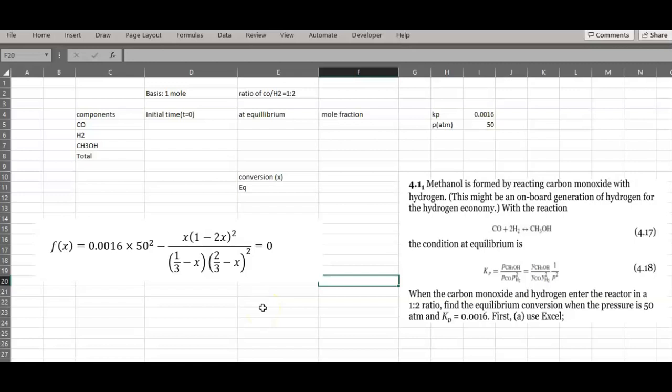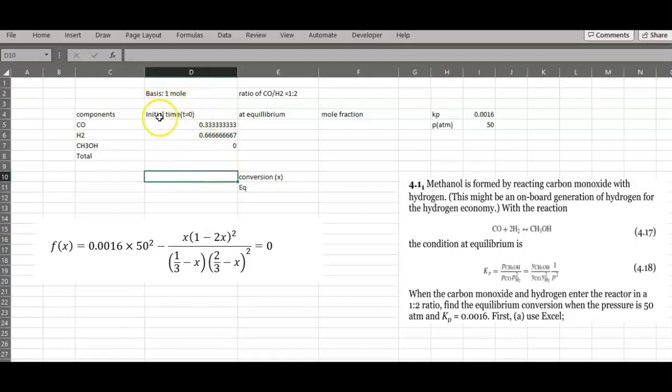Now we already have the nonlinear equation, that is f(x) = 0.0016 × 50² minus this expression, and we are solving this problem by using Excel. Here we took the basis of 1 mole, and the ratio of carbon monoxide to hydrogen is 1:2. So carbon monoxide is 1 × 1/3, hydrogen is 1 × 2/3, and methanol, initially we don't have any. So at the initial time carbon monoxide is this amount, hydrogen is this amount, methanol is zero, and the total is the sum of these three, which is obviously 1.